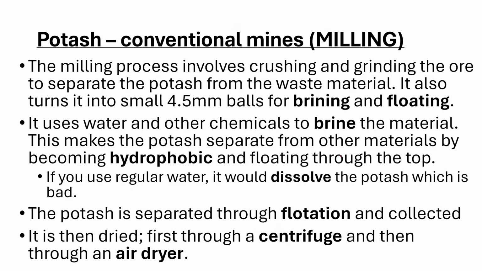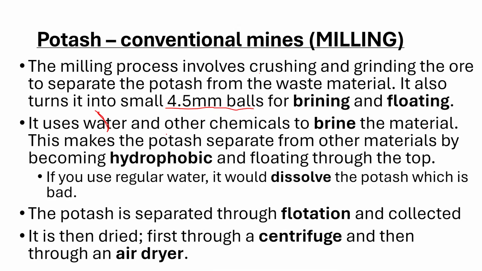So I'm going to write this down. To mill it, I need to crush and grind. So I'm going to crush and grind the ore to separate the potash from the waste material, right? I don't want that iron oxide. This turns it into 4.5 millimeter balls for brining and floating.